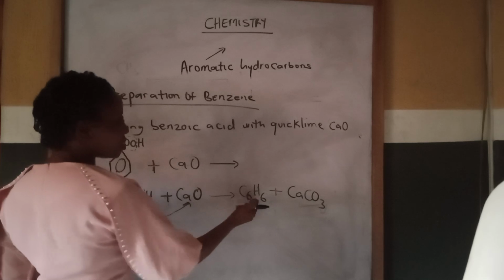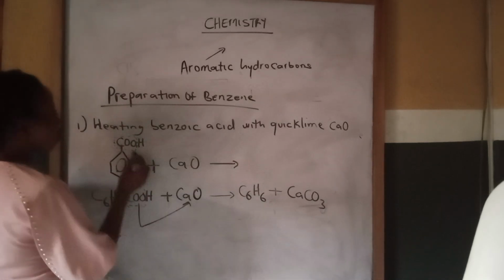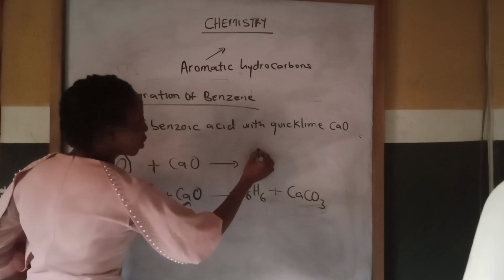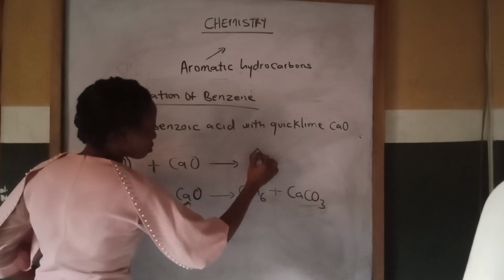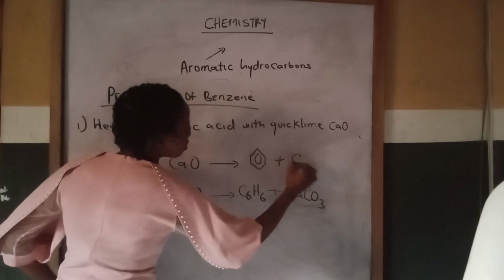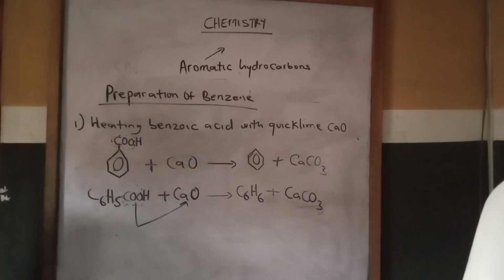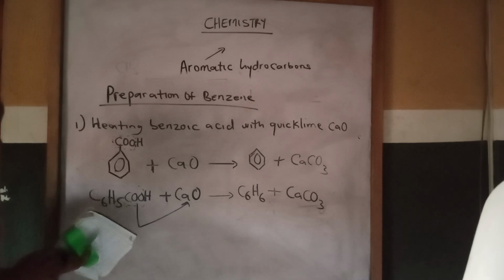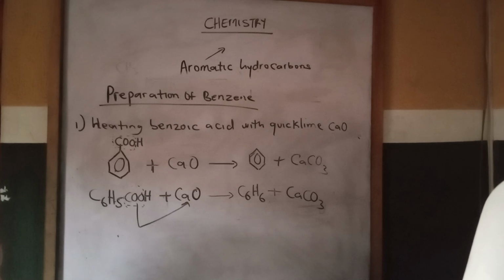We have prepared C6H6, which is what? Benzene. So it can also be written in this form. So the benzene structure will now be only this structure. Then plus CaCO3. So this is the first method of preparing benzene.